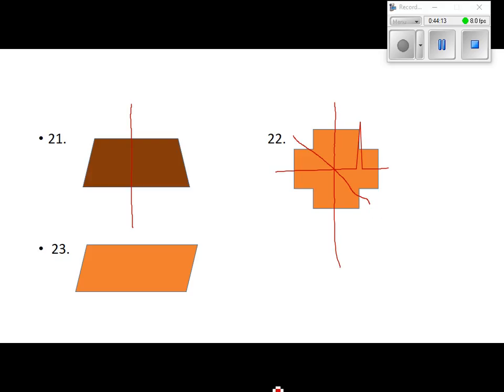How about 23? Who wants to come up and do 23 for me? How many lines of symmetry did that one have? This one had 1, this one had 4. How about 23? Somebody come up and do 23 for me. Where would that go? Oh, I'm gonna try. I got one.